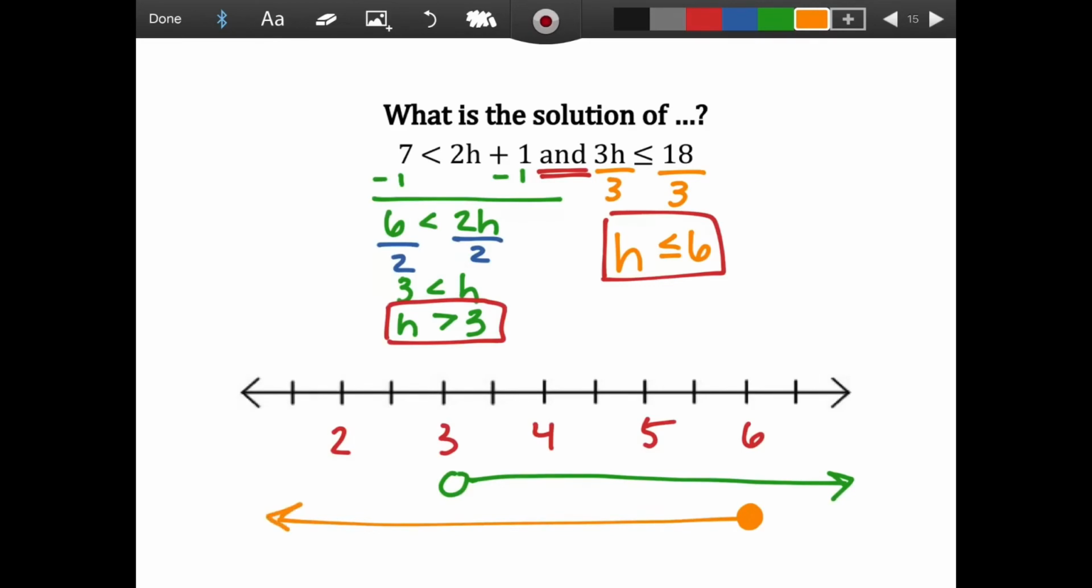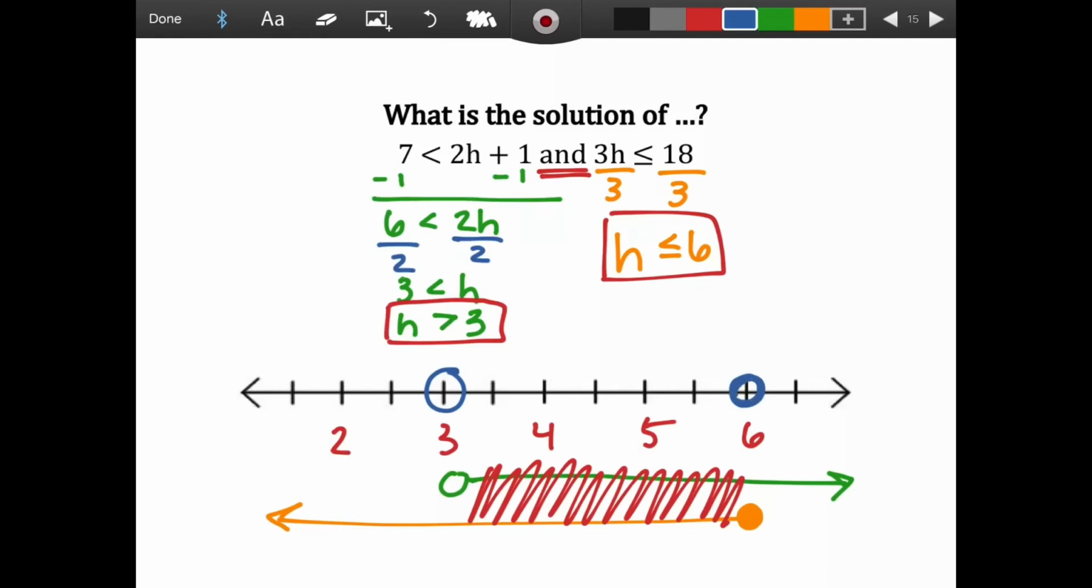Remember, when we're talking about and, it has to make both inequalities true. So we're looking for the space where both of our solution sets overlap. So that's going to be just between 3 and 6. So when we bring this to our number line, we're going to have an open circle at 3 because h is still greater than 3, a closed circle at 6, and we're shading everything in between these values. So all values from 3.0001 all the way up to 6 make both of these inequalities true.